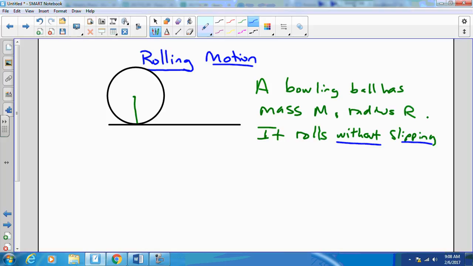You guys bowl at all? So you know what I'm talking about. If you really wind up and let it go, that bowling ball is going to skid a fair amount. So we're really talking about a child doing a granny shot down the middle, so that this thing rolls without slipping with a speed of v. Find the kinetic energy of the ball.